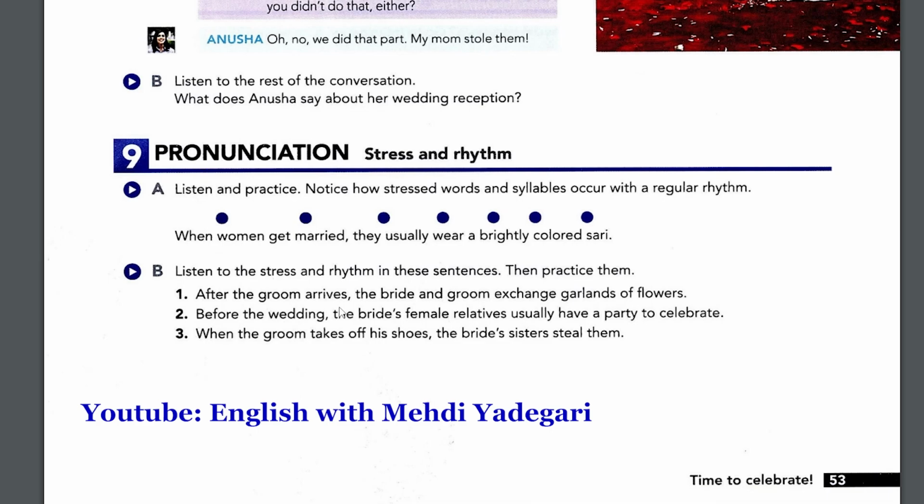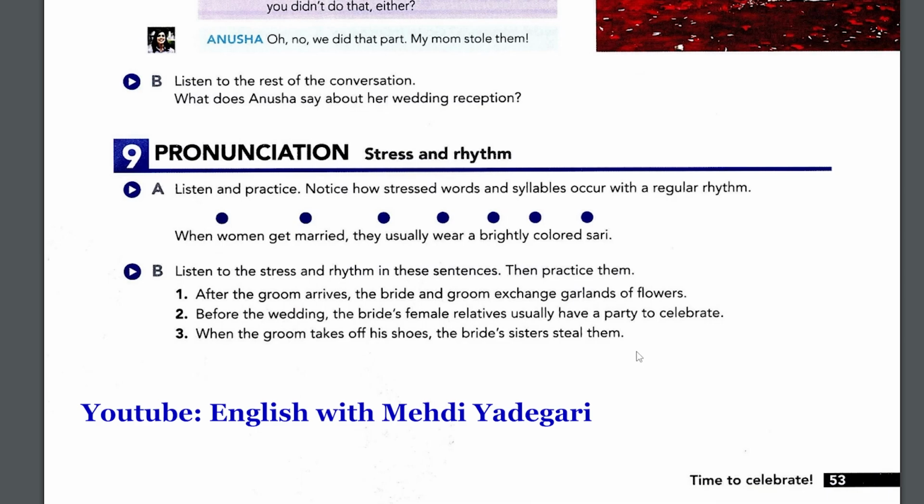After the groom arrives, the bride and groom exchange garlands of flowers. Before the wedding, the bride's female relatives usually have a party to celebrate. When the groom takes off his shoes, the bride's sisters steal them. So all the sentences you create with the words after, before and when have a comma between the two clauses.